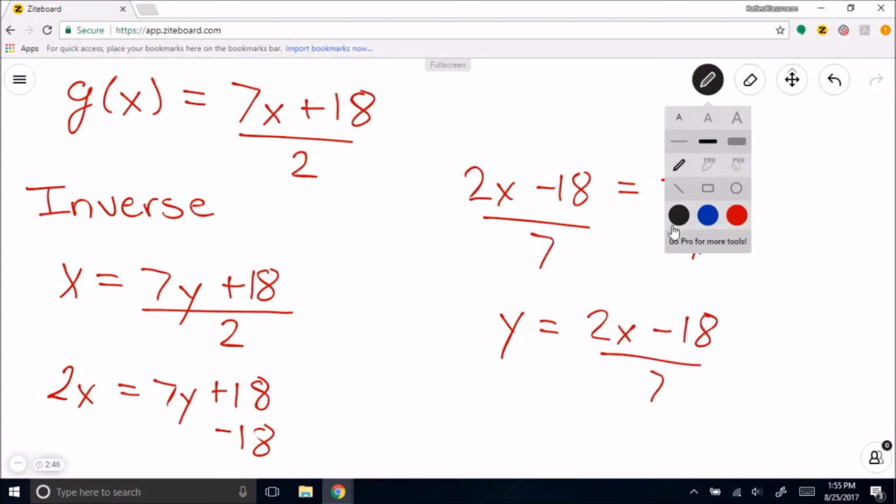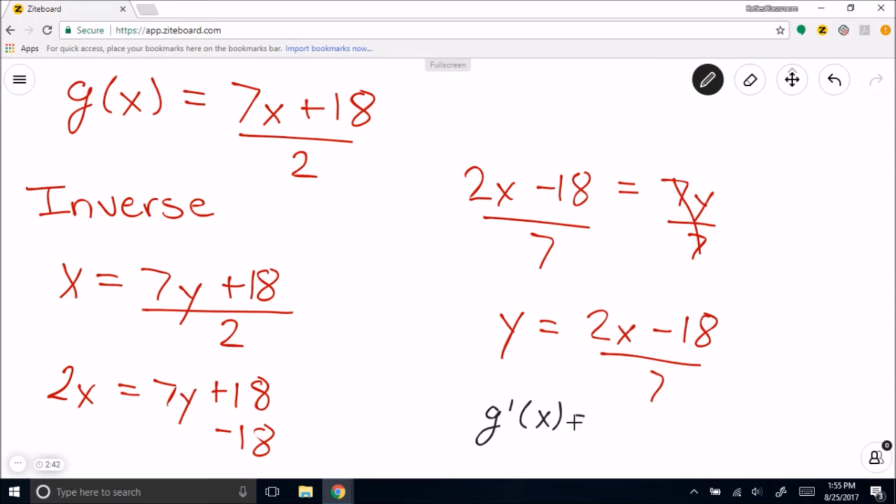Just put it back in the form we started with, and you should have g prime of x equals 2x minus 18 over 7. All right, that is all the examples I have for you today. I hope that answered your questions about inverse functions and that you think they're a breeze now.